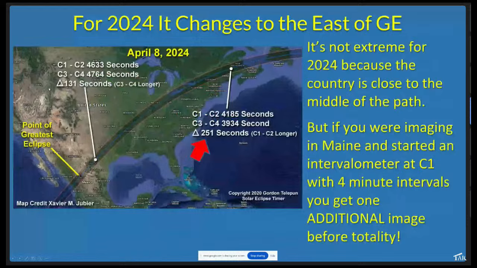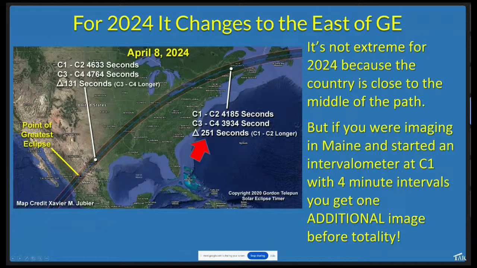So for instance, for the April 8th eclipse, if you're imaging on the border of Texas, C3 to C4 has a longer duration than C1 to C2 by 131 seconds. But if you're imaging in Maine, C1 to C2 is longer than C3 to C4 by 251 seconds. So if you were using an intervalometer set on 4-minute intervals, you would get an additional image before totality versus what you got after totality.